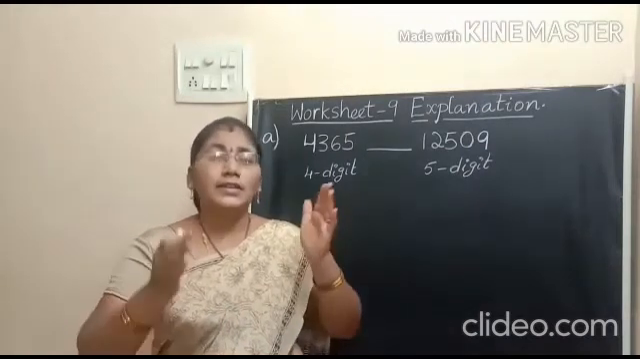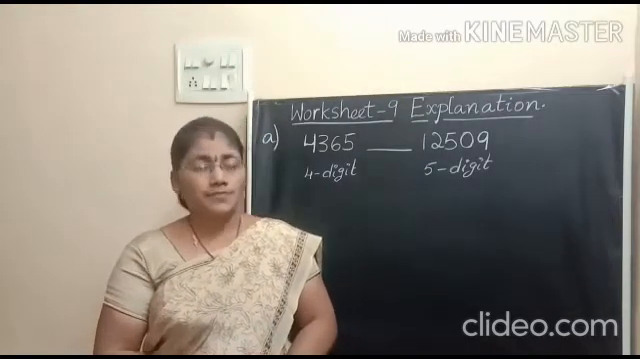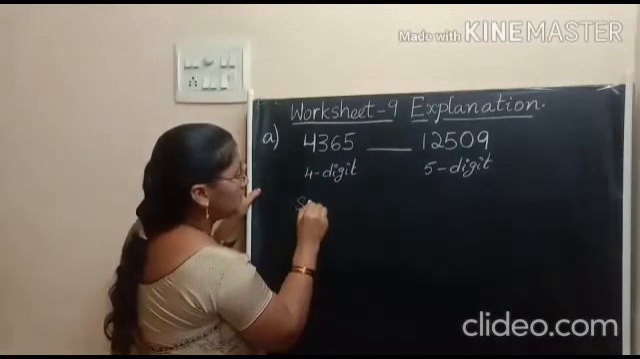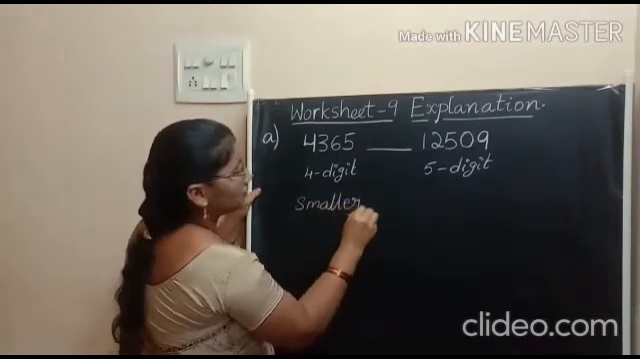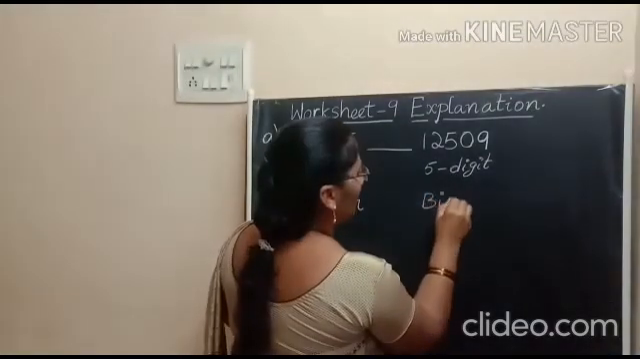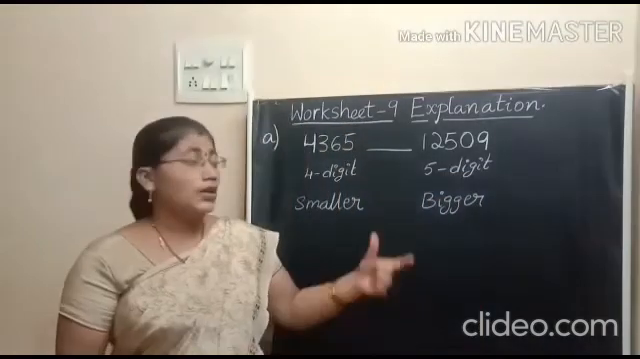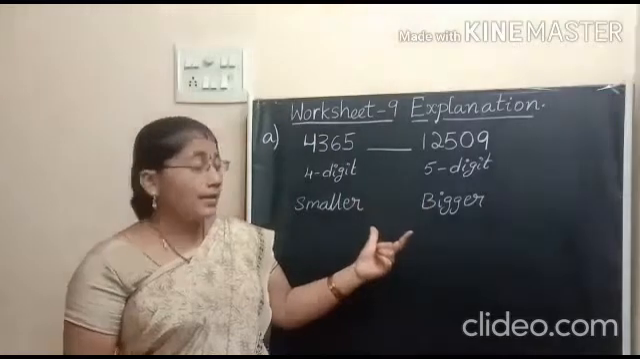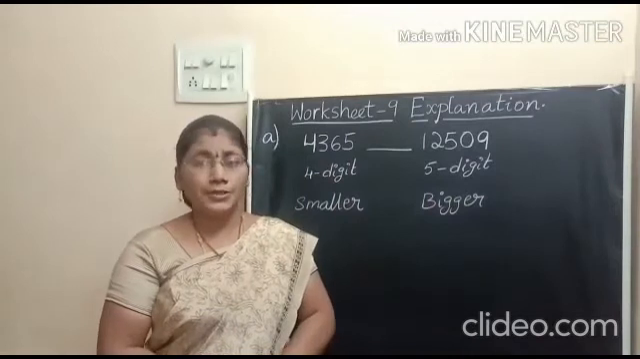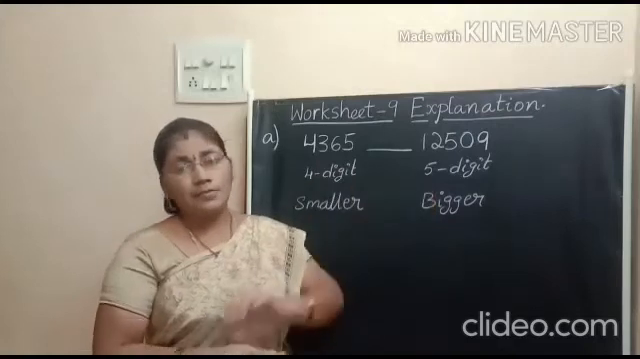Like that, the number with fewer digits is always the smaller number. Now, the 4-digit number is the smaller number. And the 5-digit number is the bigger or greater number. Now, in this situation, we are comparing a smaller number with a bigger number.